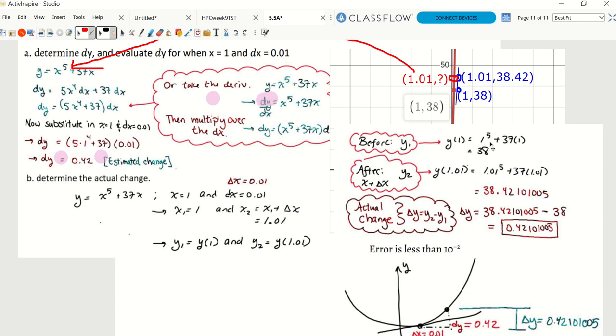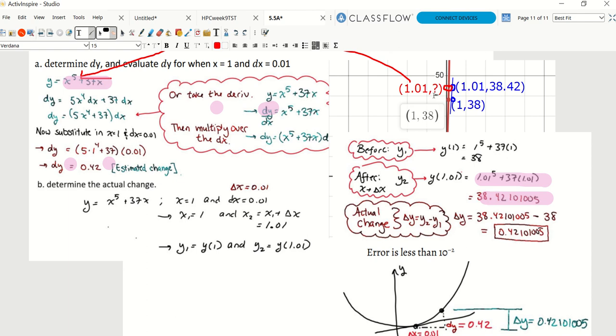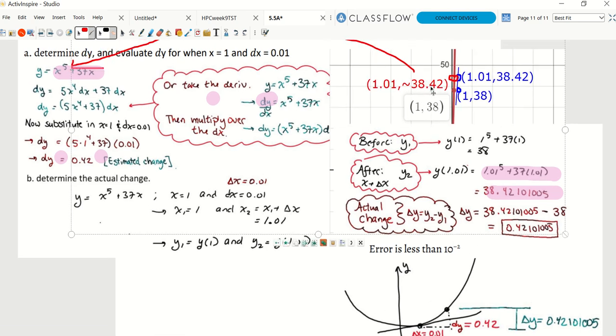So again, when they plugged in the 1.01 into here, they essentially got this equation, which is what happens when you plug in 1.01 there, and they got 38.42. So I'm going to change this to 38.42 here, roughly 38.42. Now again, that's pretty close to our estimation of this blue that our blue line over here got. It's a little off, because this is really 38.42101.